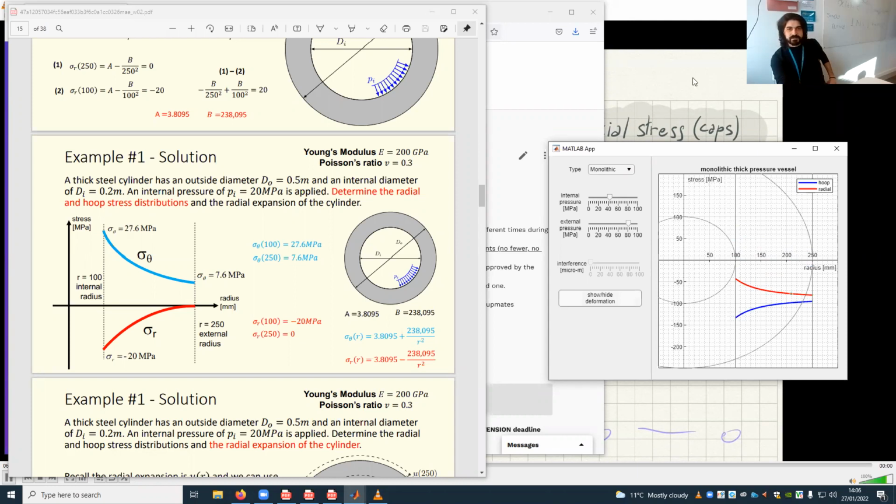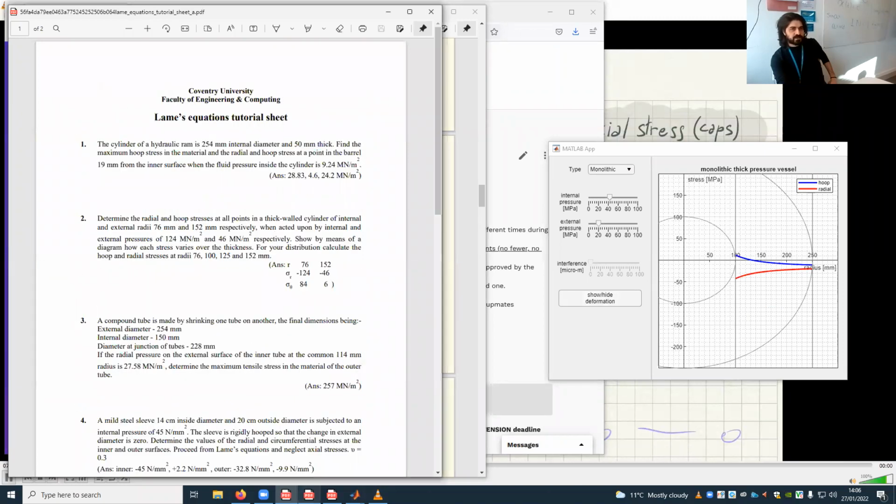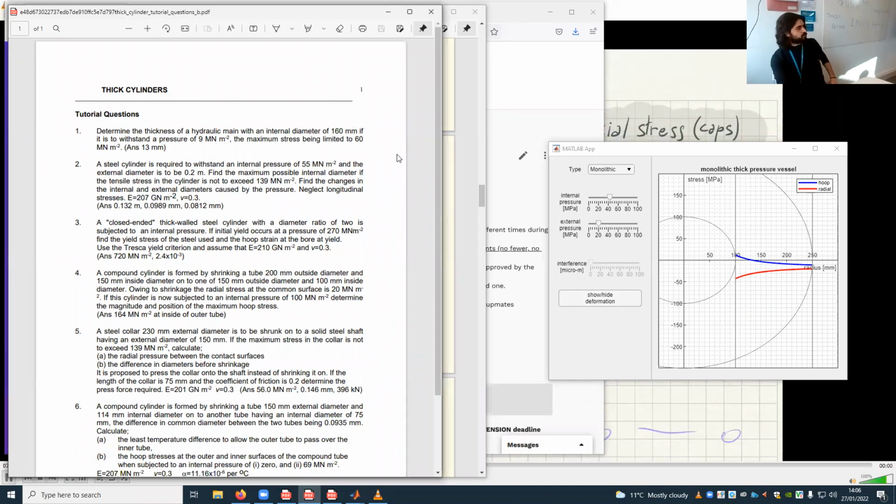How many tutorial sheets are there for this week? There are two: tutorial sheet A, the Lamè's equation tutorial sheet, and tutorial sheet B. We are not going to go through all the questions. We'll solve two questions from tutorial A and two questions from tutorial B, and then I'll give you some hints on which tutorial questions will help you in the coursework as well. Some of these questions are not similar, but they contain elements that you also find in the coursework. Don't worry.